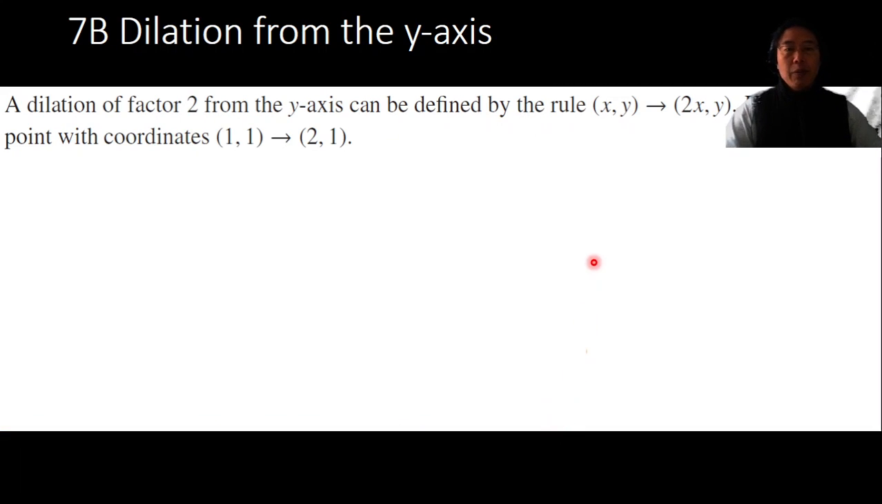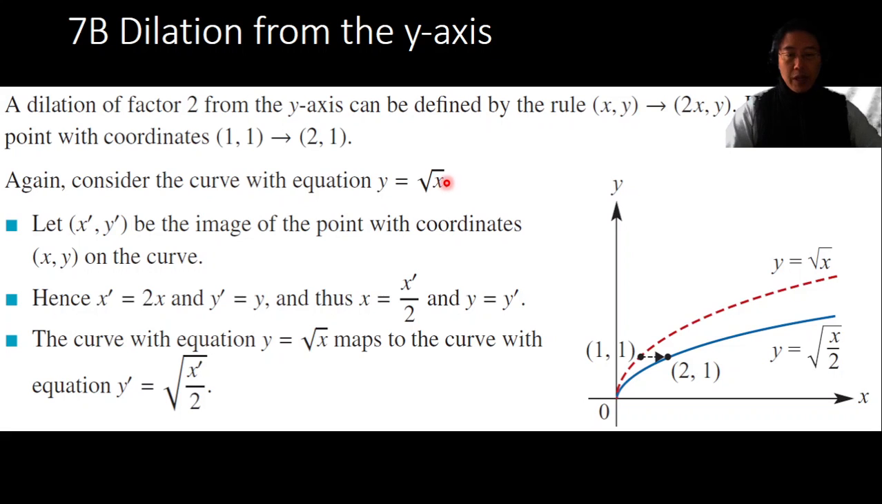Alright, now dilation from the y-axis, so it's from the vertical axis. What it means is if you have a dilation with a given factor, here 2, your x becomes double after the transformation. So coordinates (1, 1) will become (2, 1). Again, we use the same curve, y equals square root of x, which is the dashed red curve. Notice how our point (1, 1) becomes (2, 1), so it shifts to the right, or actually away from the y-axis.